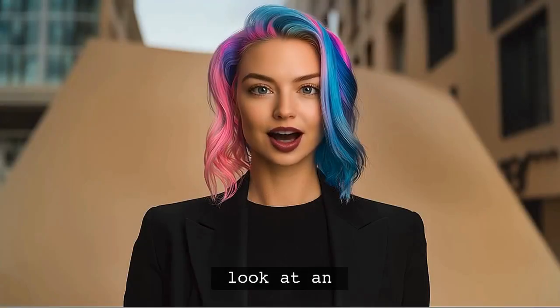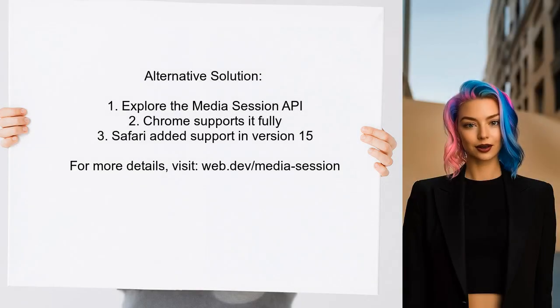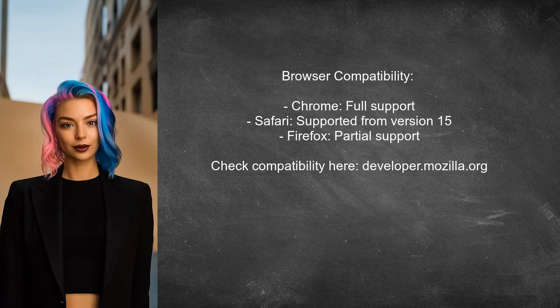Let's take a look at an answer from another user. One user suggests checking out the Media Session API for setting a thumbnail. They mention that, as of March 2020, only Chrome fully supports this API on both desktop and mobile. However, they note that Safari started supporting it in version 15, released in September 2021. They also provide links to browser compatibility resources, highlighting that while testing on Safari and Firefox in July 2020 showed no luck, the situation has improved since then.